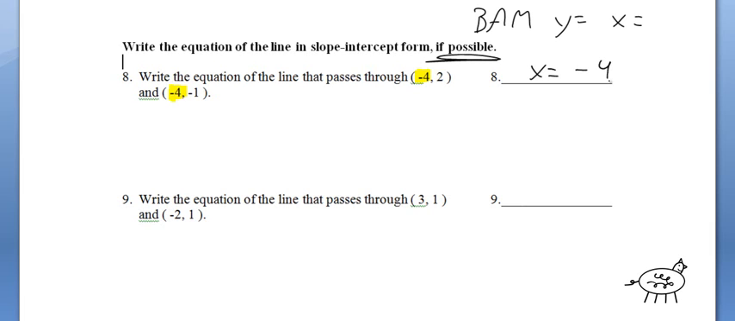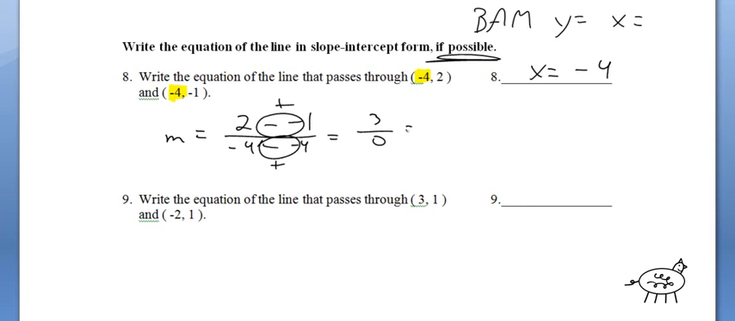X equals negative 4. Now if I try to find the slope, this is what would happen. I would get 2 and negative 1 and negative 4 and negative 4. That would give me 3 over 0, which is undefined. Now if you give me an answer of undefined, I'm going to mark it wrong.